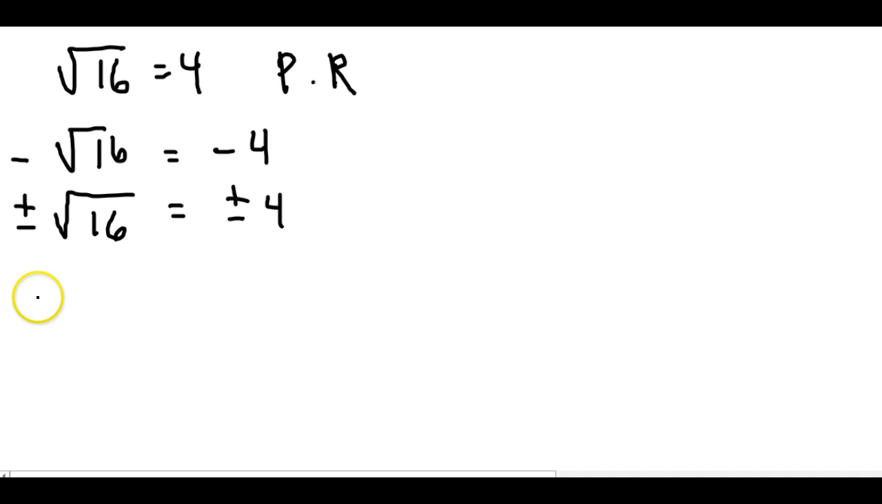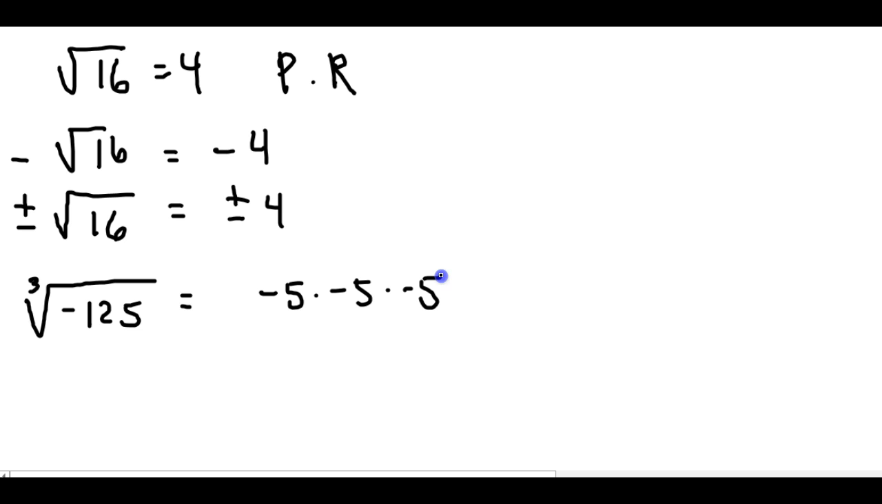Now, here's one. So what if we have the third root of negative 125? Now, this is different. When you have a negative radicand with an odd index number, it's actually legal to do this. Because what is negative 5 times negative 5 times negative 5? That would be negative 125. Right, negative 125. So you can do that.